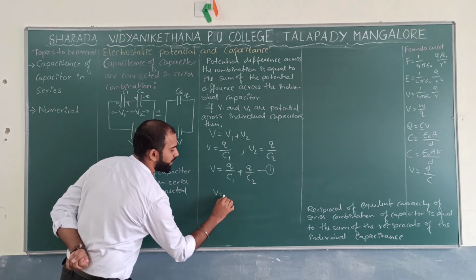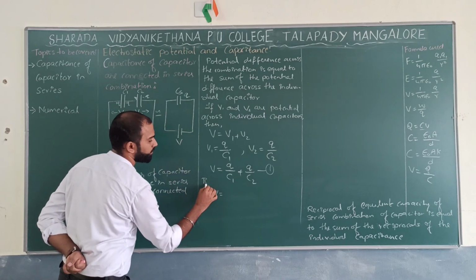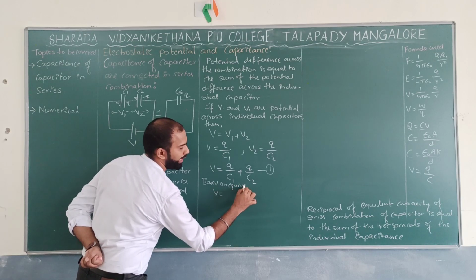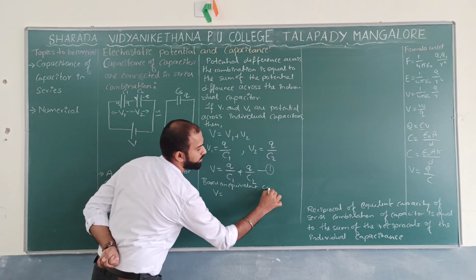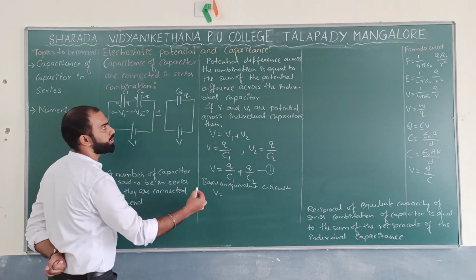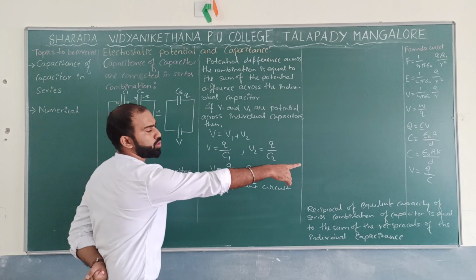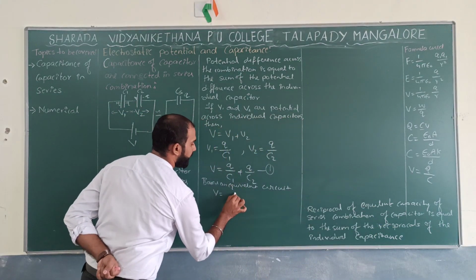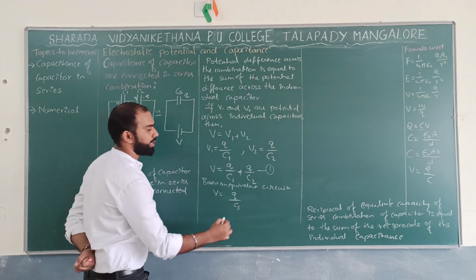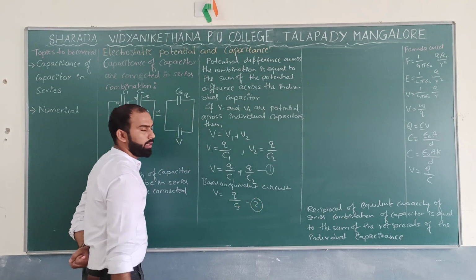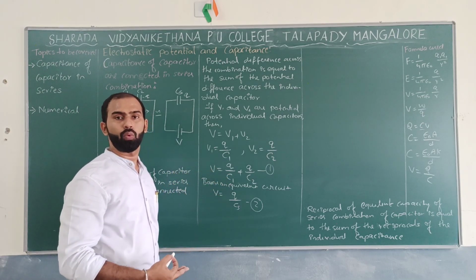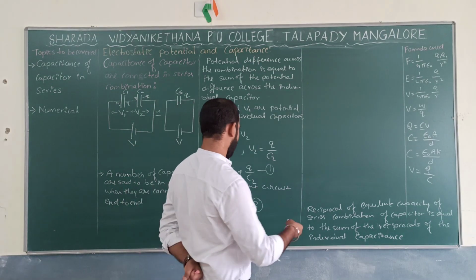V is equal to, based on the equivalent circuit, what can I write based on this formula? That is nothing but Q by CS. Let us take this as equation 2. Now your job is to compare equation 1 with equation 2. If I do so, what can I expect?